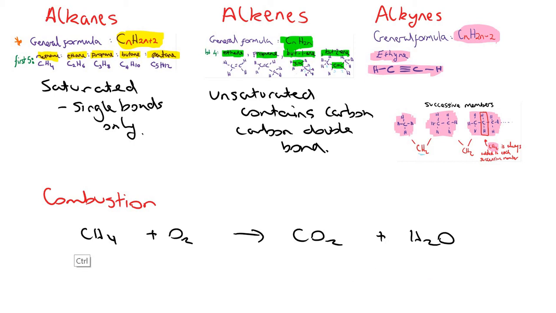Now, in terms of balancing these equations, the first thing we always do is start with the carbons. We've got one carbon on the left, so we're going to have one carbon on the right. The next thing we do is balance the hydrogens. Here I've got 4 hydrogens, but only 2 here, so what I need to do is multiply that by 2. So now I've got 2 water molecules. The last thing we always balance is the oxygens.